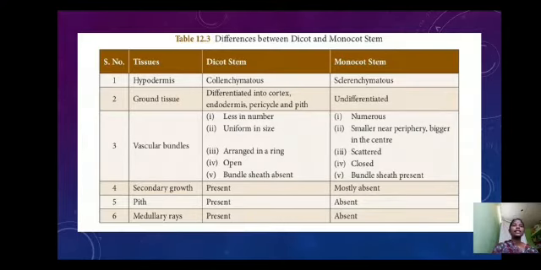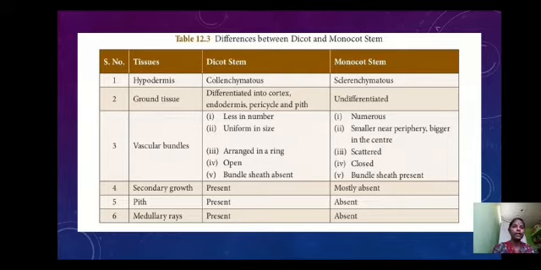Now we shall see the difference between the monocot and dicot stem. Here the tissues are given and how they are in dicot and monocot. The first one is hypodermis. The hypodermis in dicot is collenchymatous, whereas in monocot it is sclerenchymatous. The next is ground tissue. Ground tissue is differentiated in dicot, whereas in monocot it is undifferentiated.